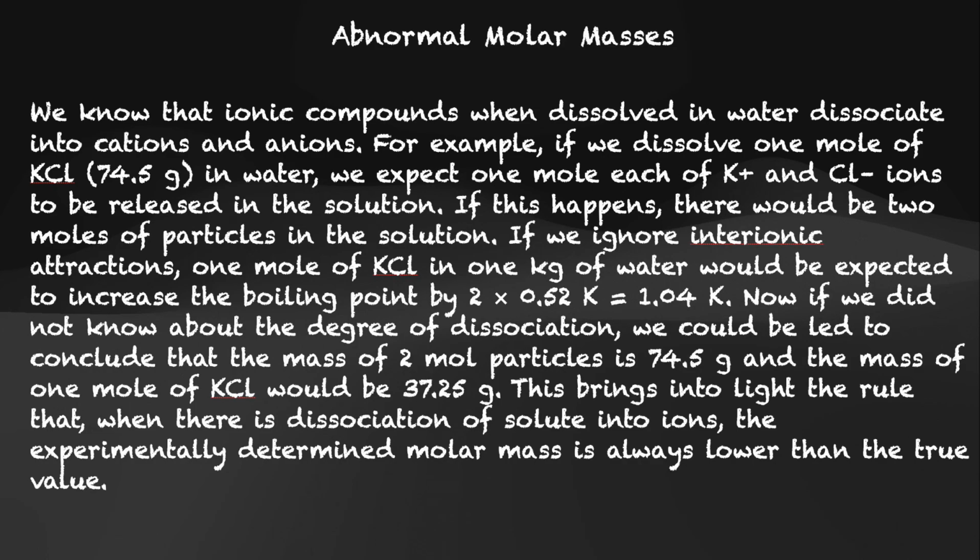Moving on to the last topic of the chapter, abnormal molar masses. We know that ionic compounds, when dissolved in water, dissociate into cations and anions. For example, if we dissolve 1 mole of KCl, 74.5 grams, in water, we expect 1 mole each of K+ and Cl- ions to be released in the solution. If this happens, there would be 2 moles of particles in the solution.